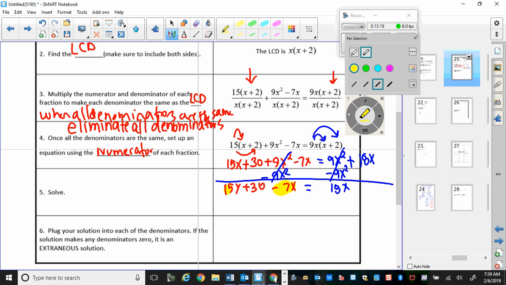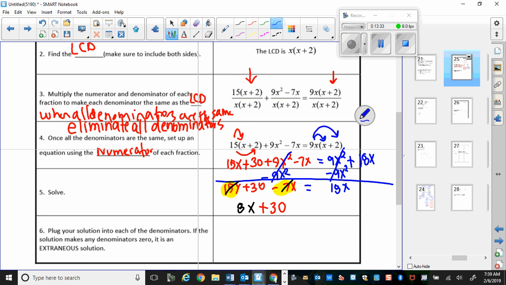So the next step I'm going to do is combine like terms before I move on. So 15x's minus 7x's gives me 8x. The plus 30 just comes down. On the other side equals 18x's. Now I just need to get like terms on the same side. So the best step I can take is to subtract 8x's from both sides.